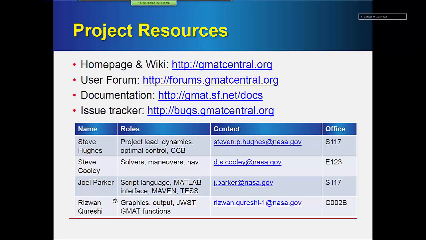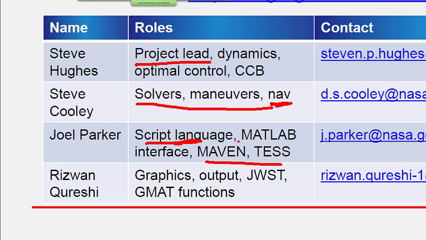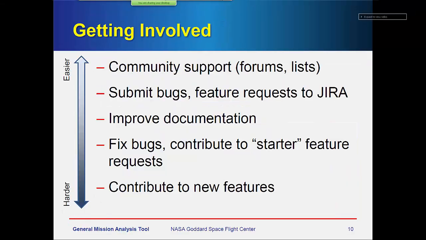In terms of further resources, here are our web pages. I've gone over those before. And some key folks. Steve Hughes is our project lead. Steve Cooley, who was here before, does solvers and maneuvers and nav stuff. I do script language stuff. I do mission support for TESS and MAVEN, MATLAB stuff. And Rizwan does graphics, output, JWST, GMAT functions. So any of that stuff, that's who you'll contact.